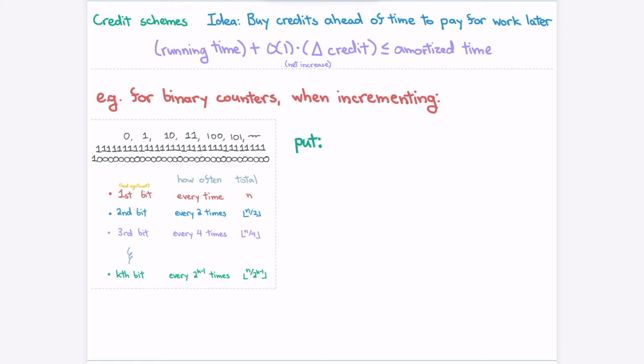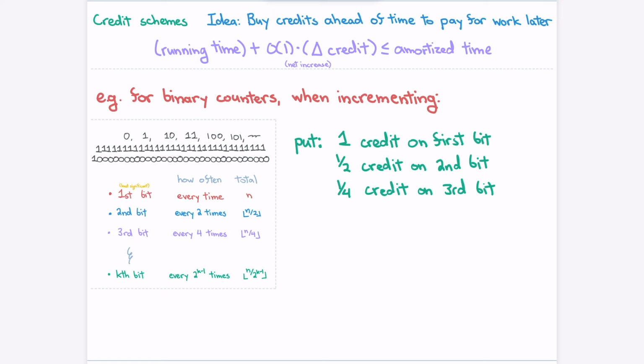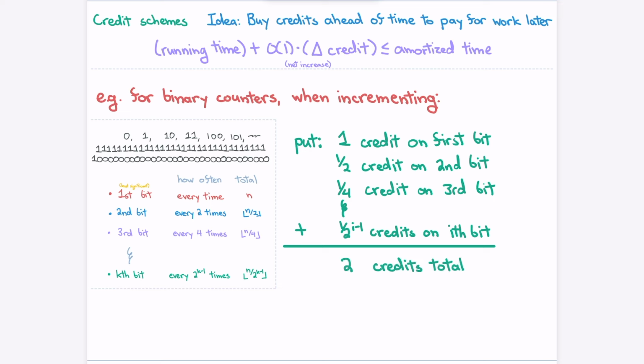What we're going to do is put 1 credit on the first bit. Credits are infinitely divisible because it's just a made up math thing. So I'm going to put half a credit on the second bit, a fourth of a credit on the third bit, and I'll keep going like this. I'll put 1 over 2 to the i minus 1 credits on the ith bit. You add that all up, I'm only buying 2 extra credits in each operation. So let's say I call i++, I'll immediately buy 2 total credits and spread them out like this.